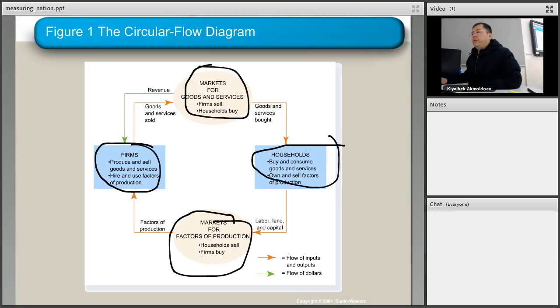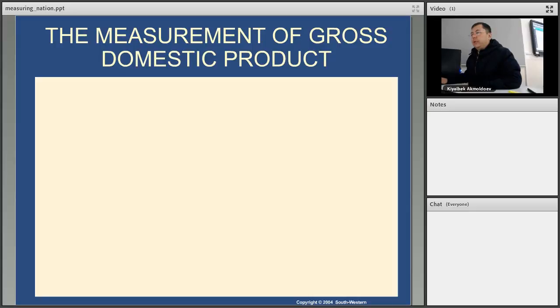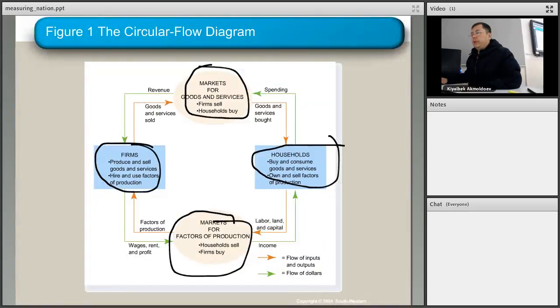So let's say our firm produces ice cream, and to sell this ice cream, they bring it to this market. Households go to this market to buy this ice cream. They buy it and give money for that ice cream. This ice cream is brought by the firm, and this money which is spent by households is revenue or income for firms.